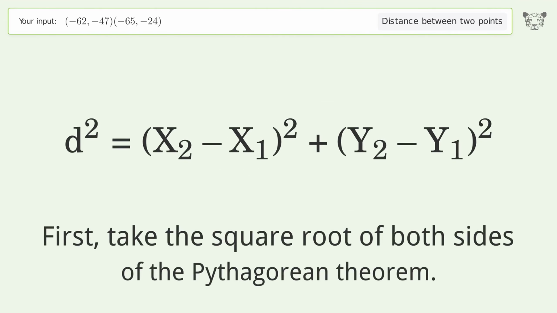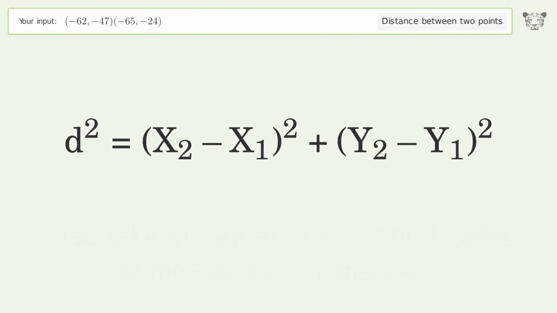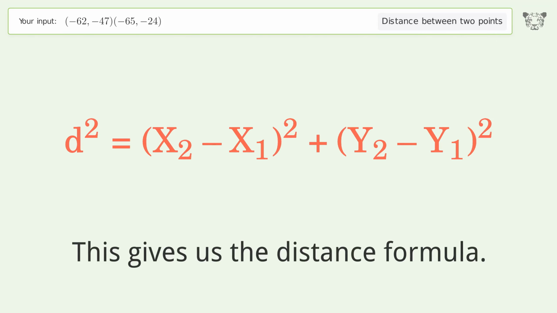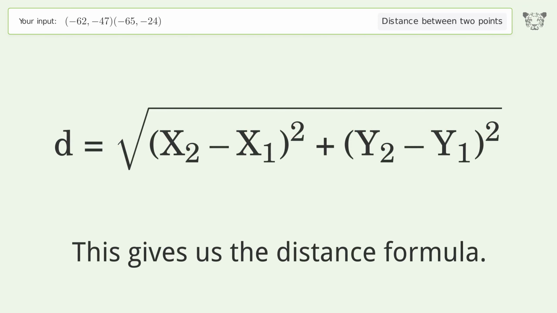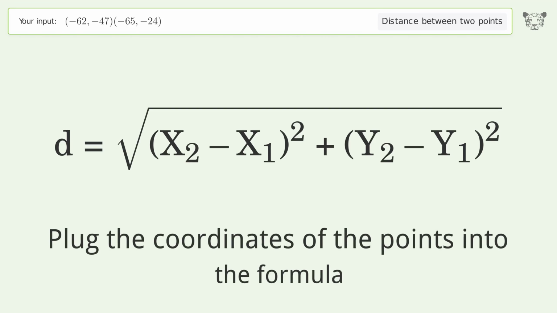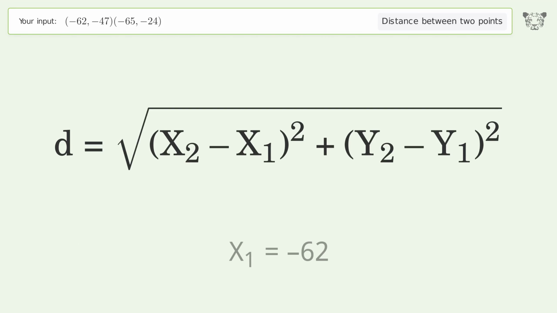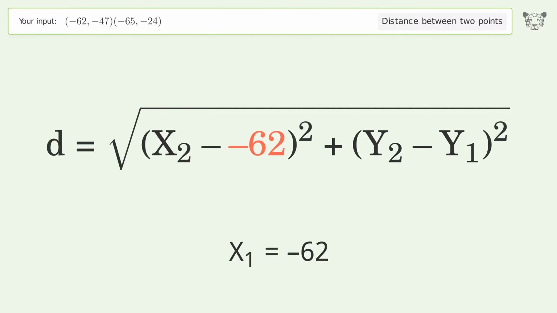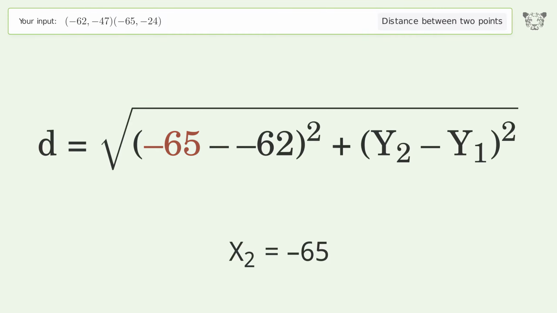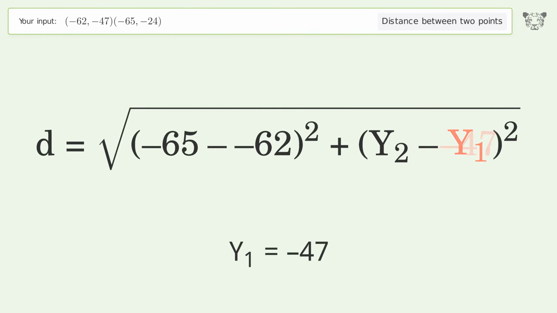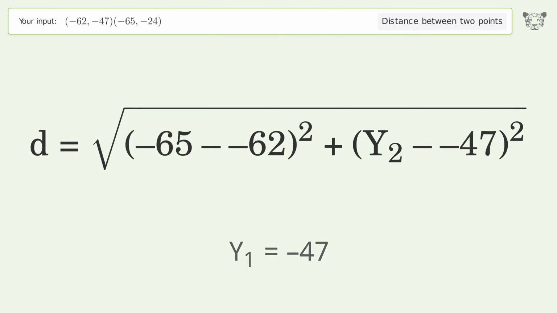First, take the square root of both sides of the Pythagorean theorem. This gives us the distance formula. Plug the coordinates of the points into the formula. x1 equals -62. x2 equals -65. y1 equals -47. y2 equals -24.